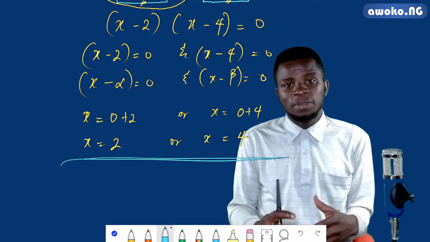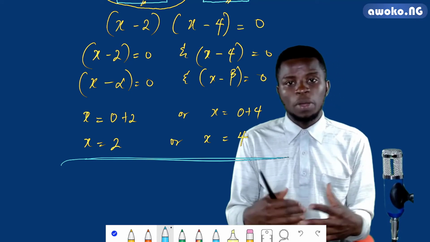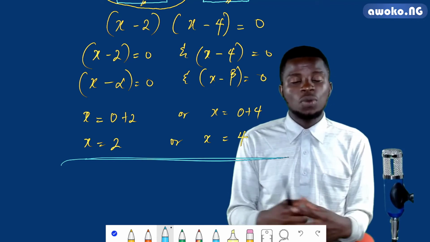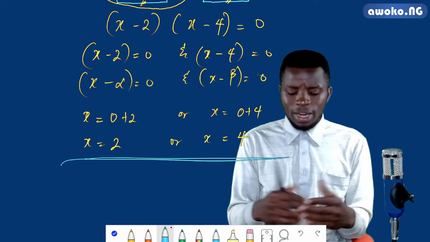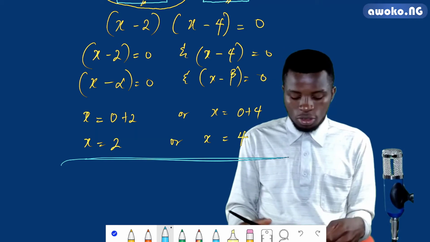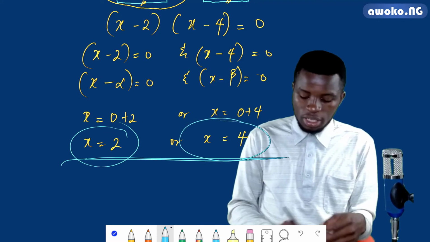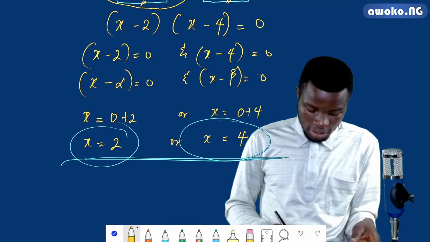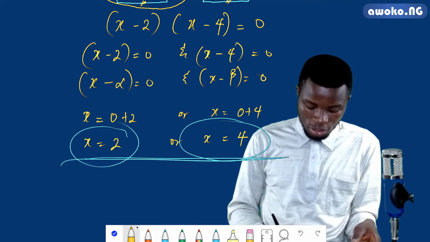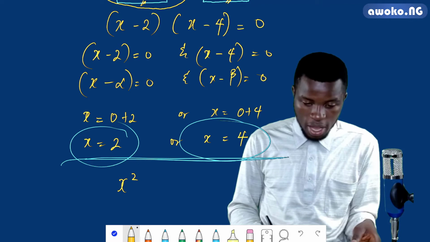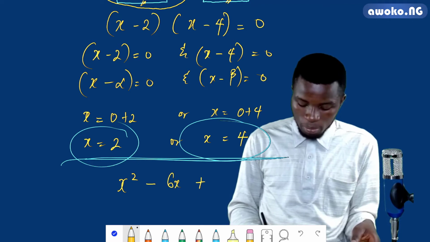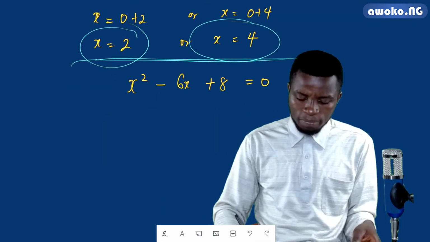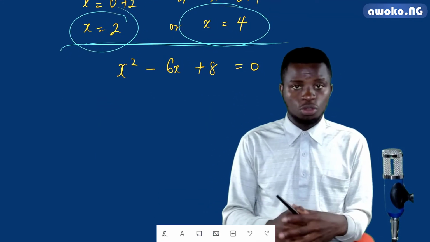Now, I said that roots or solutions to a particular quadratic equation are the values that would make that quadratic equation equal to 0. So let us confirm if these two values over here are actually the roots or the solution to the quadratic equation. So let us write the initial equation back. The initial equation was x squared minus 6x plus 8. It must be equal to 0.